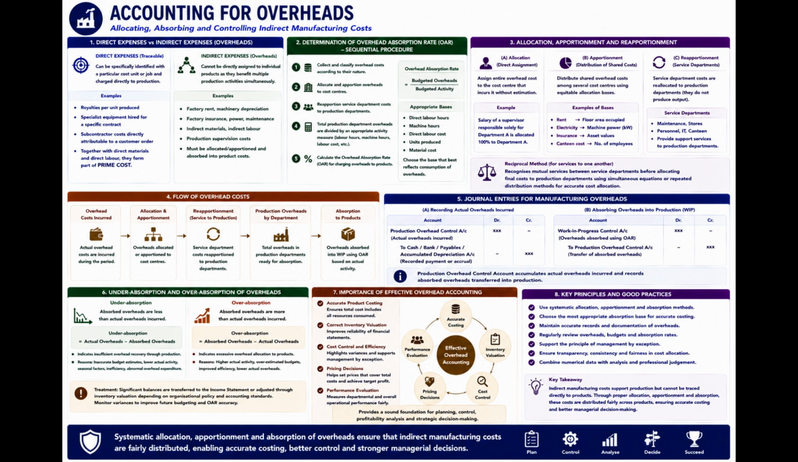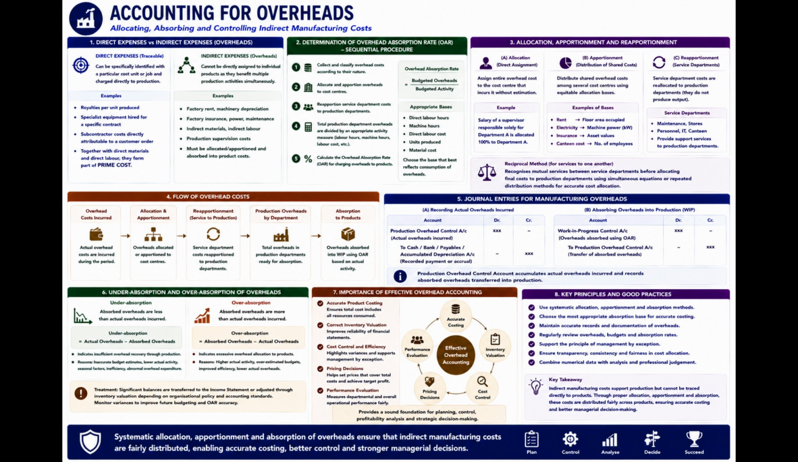The initial distribution of overheads involves allocation and apportionment. Allocation assigns entire overhead costs directly to the cost center that incurs them without estimation. For example, the salary of a factory supervisor responsible solely for Department A is allocated entirely to that department. Allocation is appropriate only where costs can be identified specifically with a single cost center.